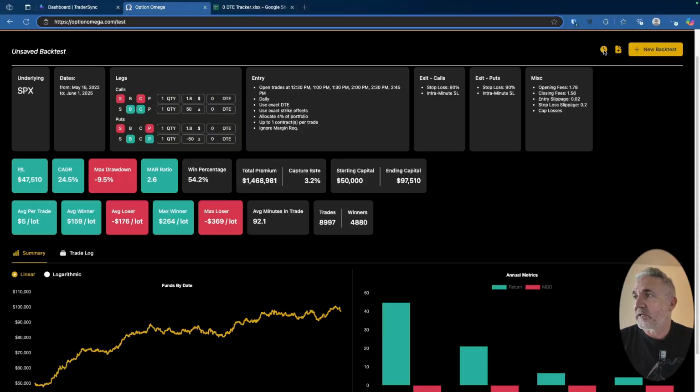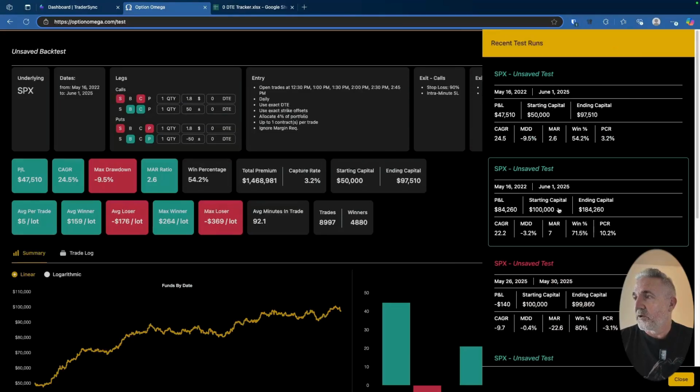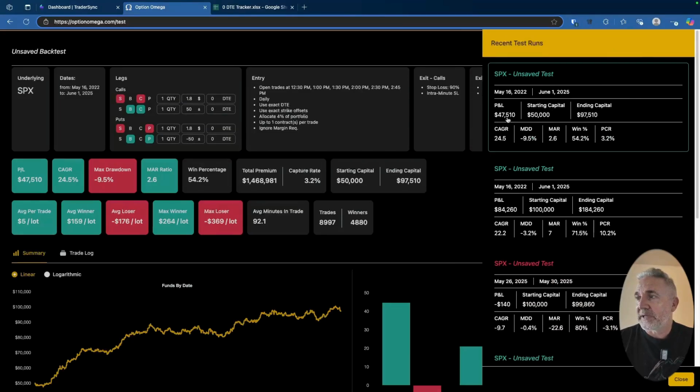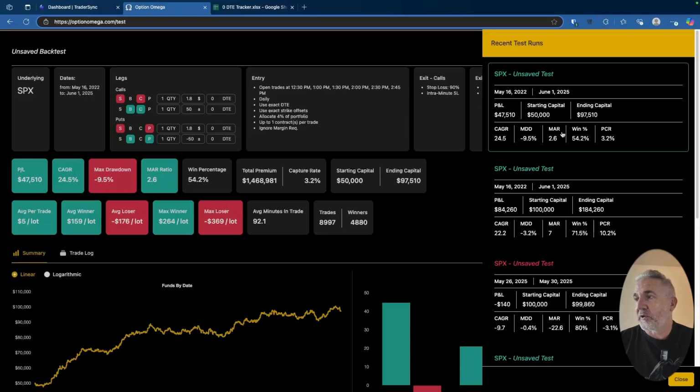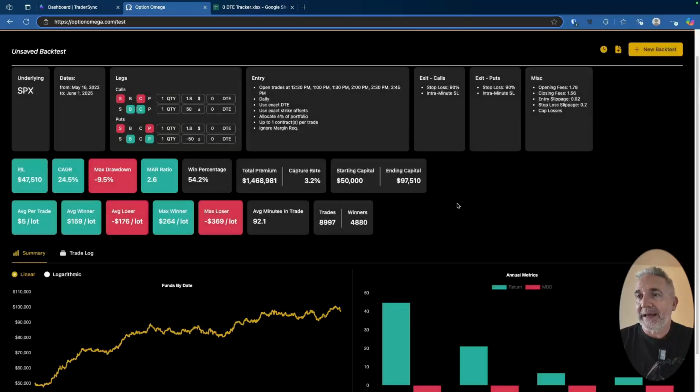And let me just click here, and we can compare the two. So yeah, the P&L on the MEIC is just over $47,000, whereas the P&L on the Iron Condor with re-entry is just over $84,000. The win percent was 71.5 with a max drawdown of 3.2. And it drops to 54.2 with a max drawdown of 9.5%. So big differences there. I'm going to continue running MEIC for now, but I think I can do better.